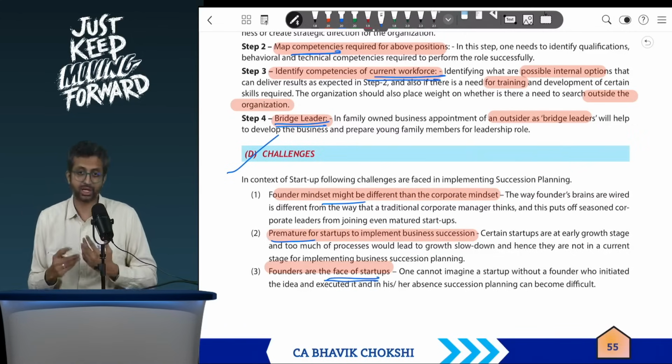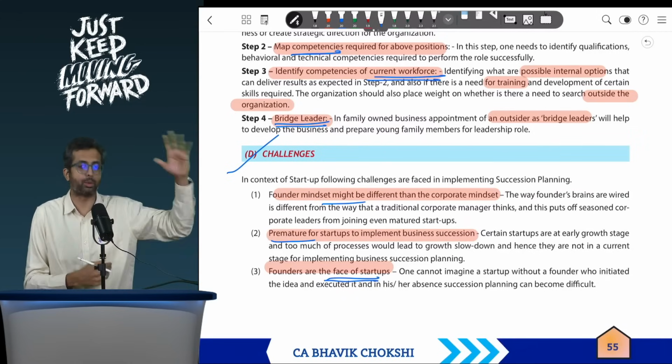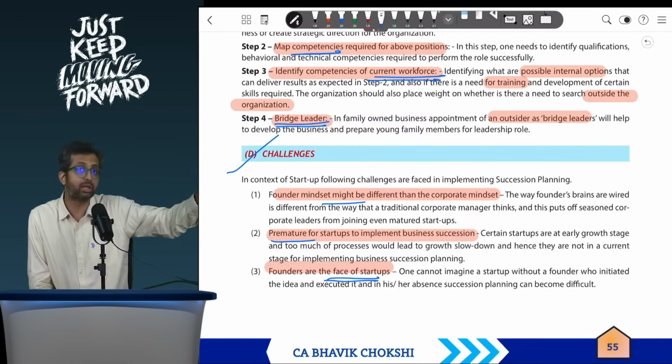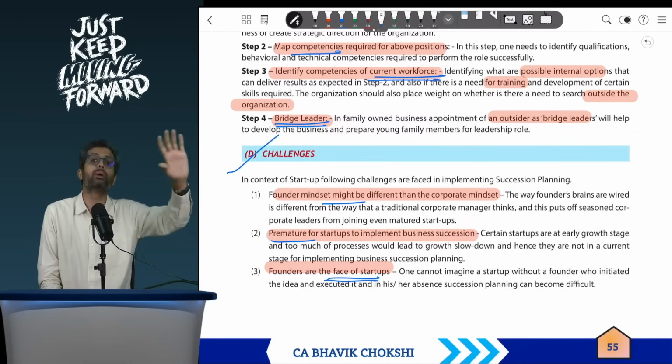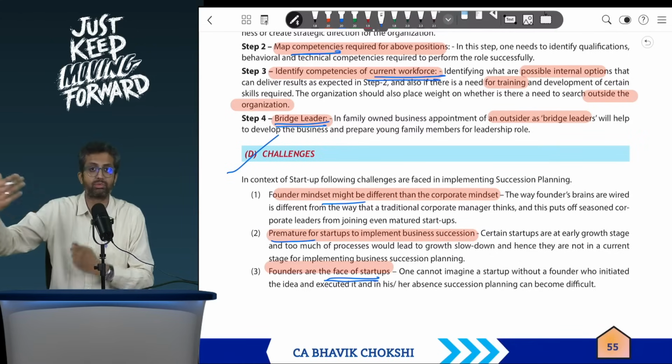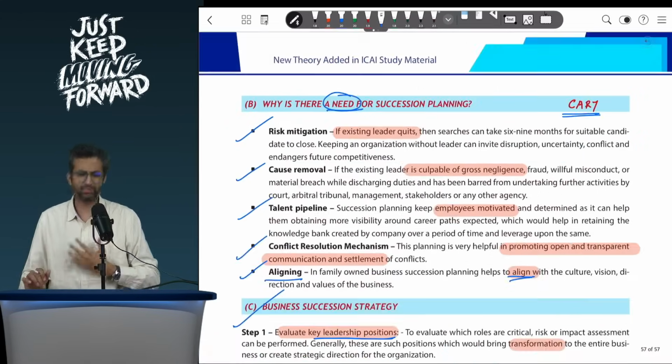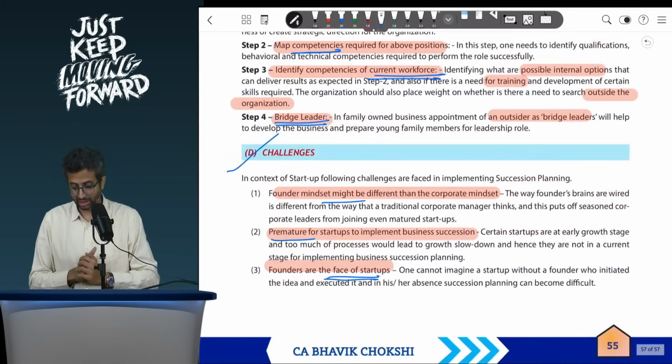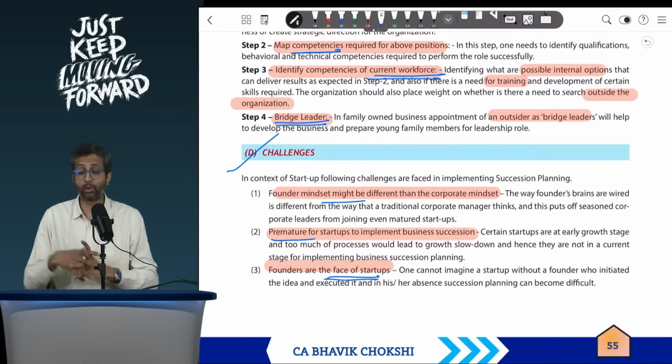Founders are the face of startups. Like Steve Jobs, Apple is no longer a startup, but the way it is reinventing itself is phenomenal. But Steve Jobs was the face of it. So this is the face of a startup, which is the founder. So these are the challenges that can come in the form of succession planning.